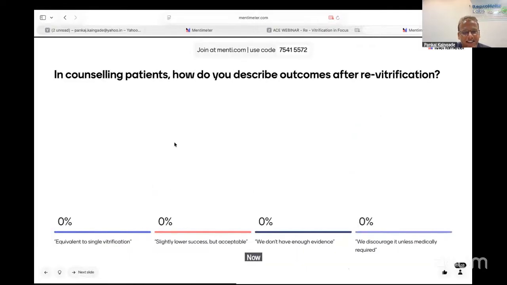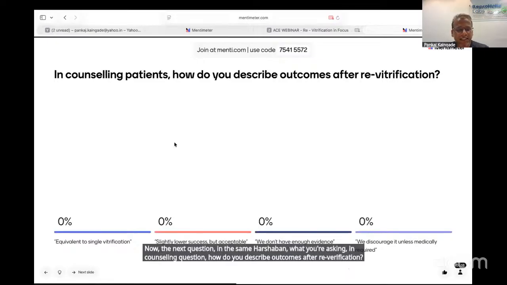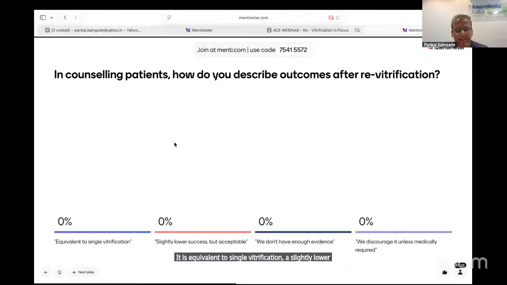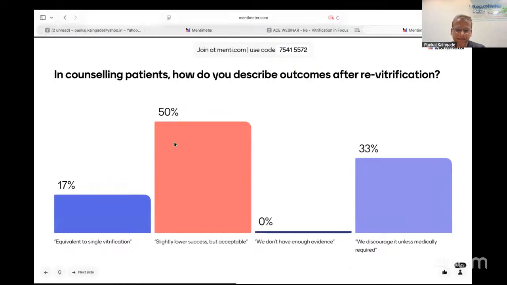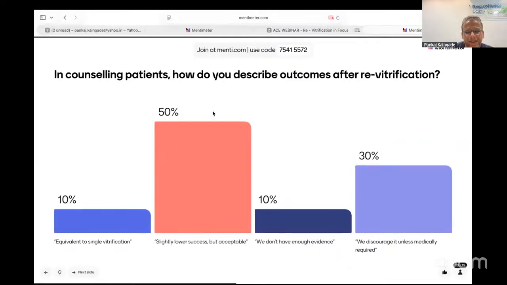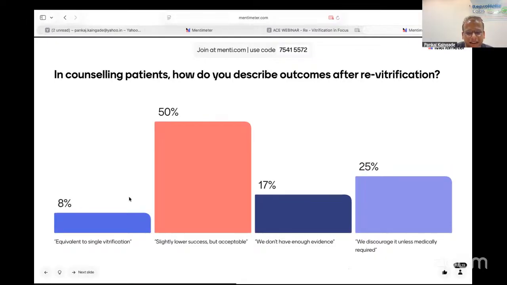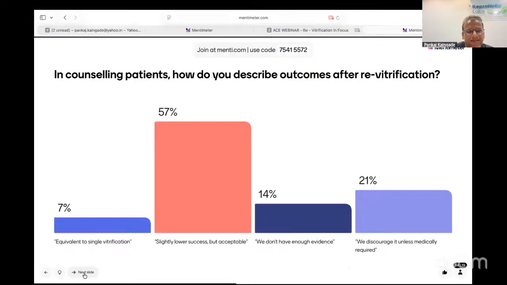The next question, Harshaben, what you are asking: in counseling a patient, how do you describe outcomes after revitrification? It is equivalent to single vitrification, a slightly lower success but acceptable, we don't have enough evidence, or we discourage it unless medically required. Our audience says slightly lower success but acceptable. We'll move to the next question.